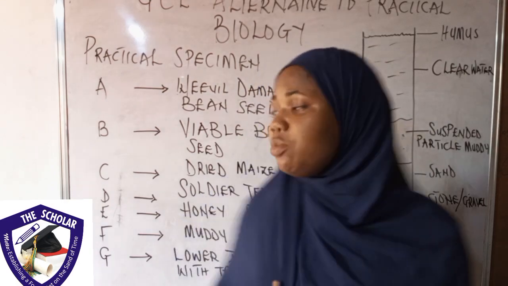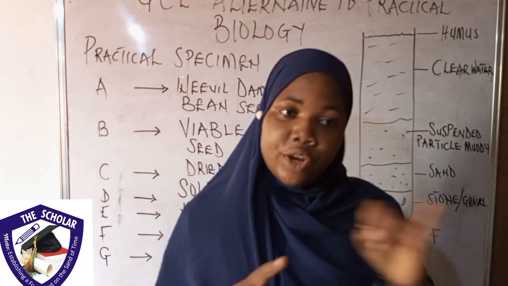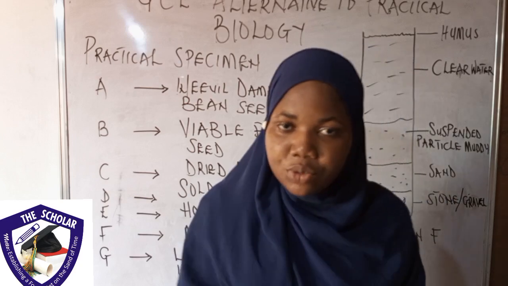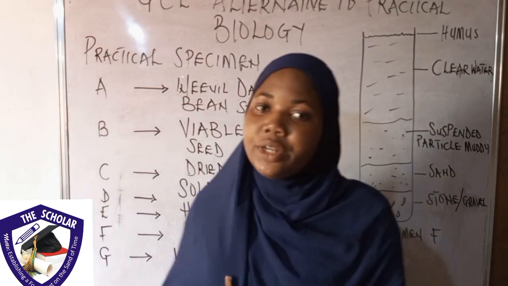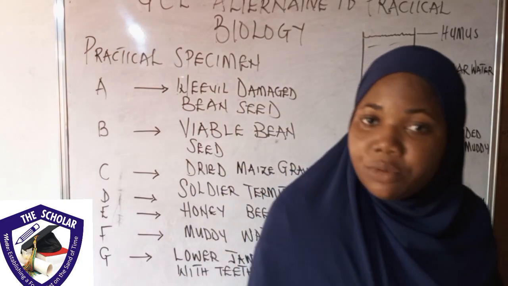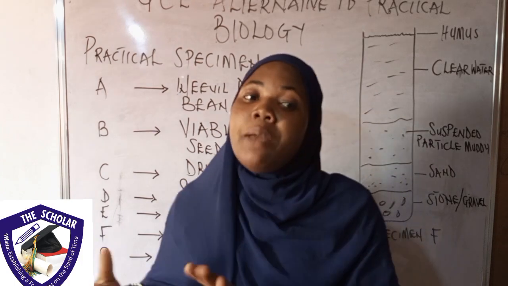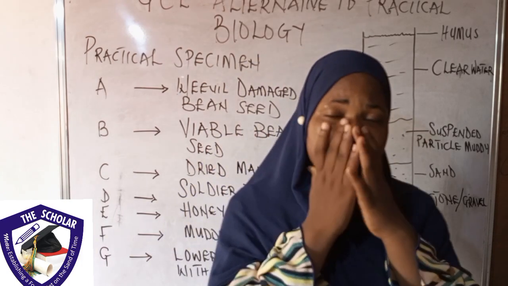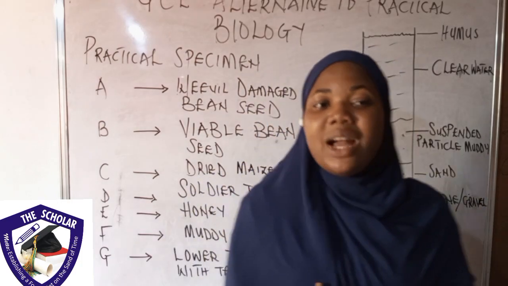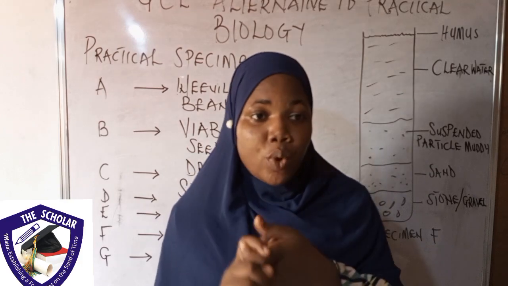Now, what are the differences between specimen D and specimen E? Number 1, specimen D does not have wings. Soldier termites don't have wings, absence of wings. Specimen E, they have what? Wings. Specimen D also undergoes incomplete metamorphosis, like I explained earlier. Specimen E undergoes complete metamorphosis. Another observable difference is that specimen D, our soldier termite, has a large head, while specimen E has a small head.